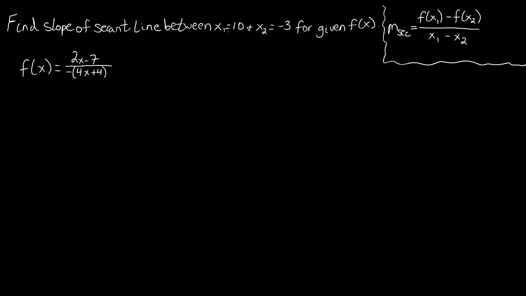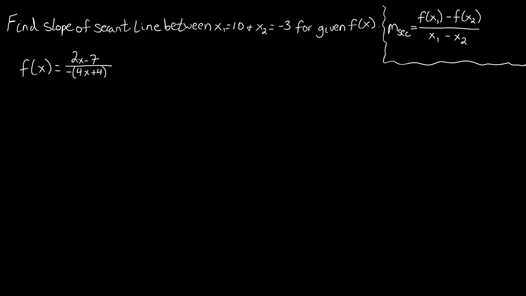They're given to us in the problem. What we need to do is find f of x1 and f of x2 by evaluating our function at these two given points, and then plugging them into this formula and simplifying the answer down until we find our slope.